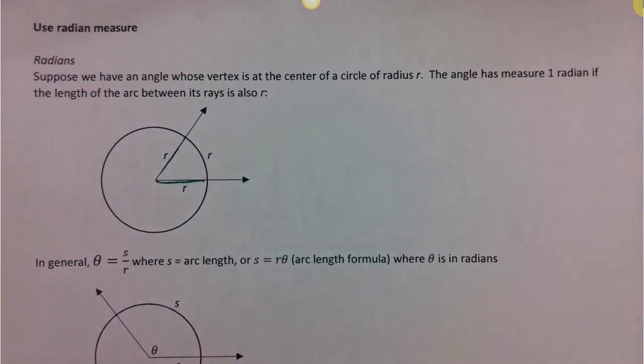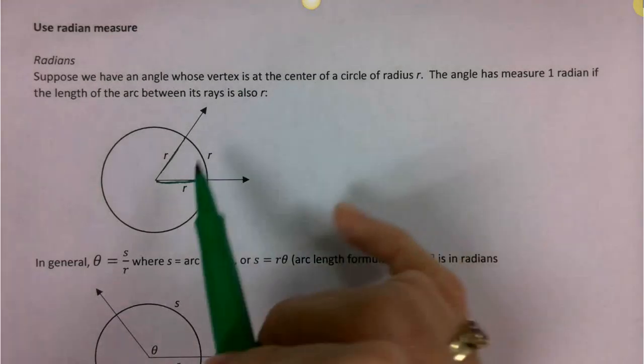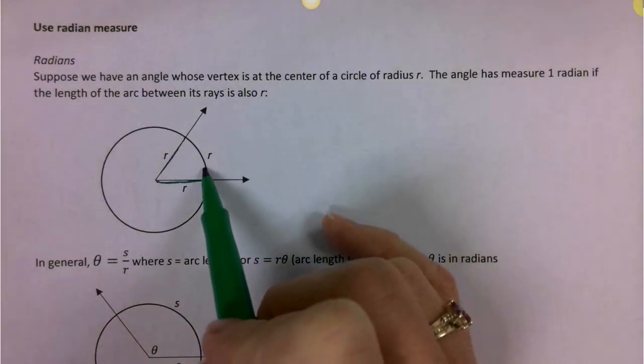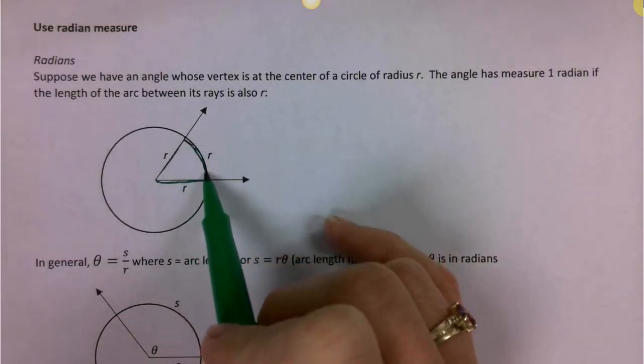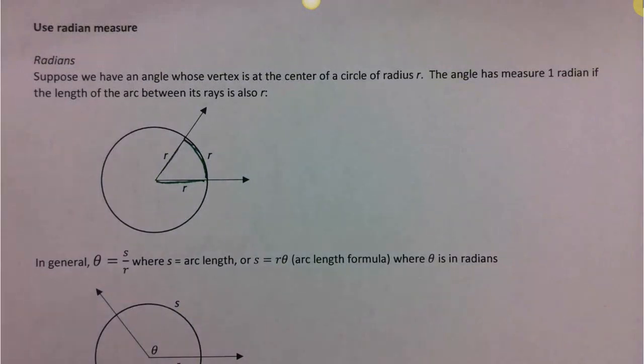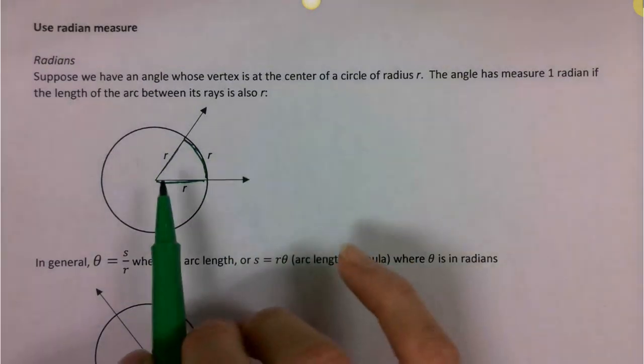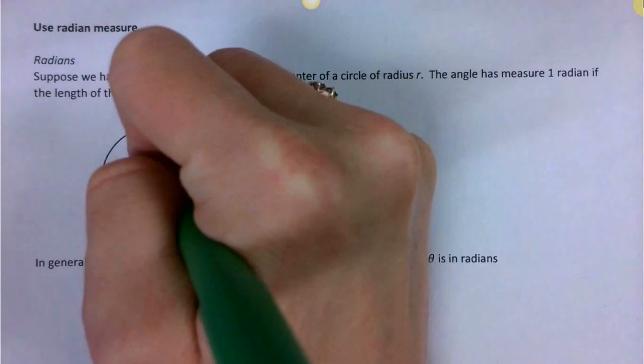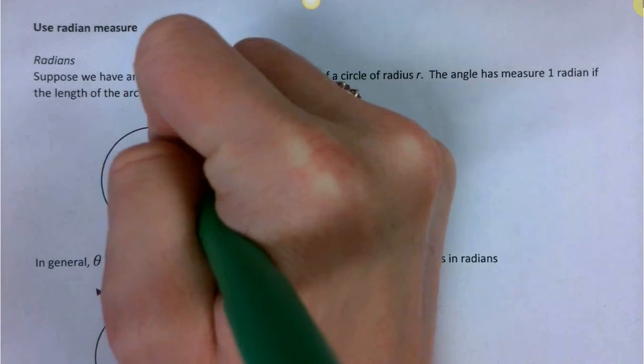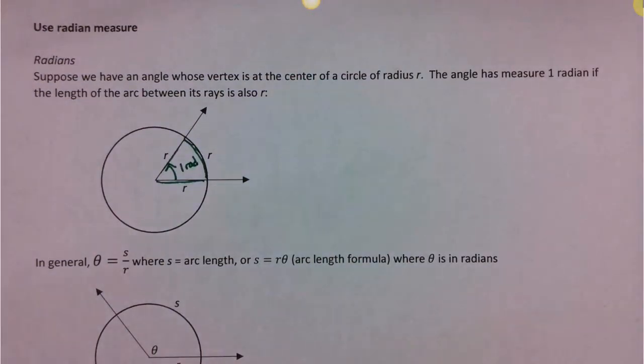Now, if the amount of rotation between those two rays is just enough so that the distance along the outside of the circle, so this distance here, is also r, then we say that the measure of this angle is 1 radian. So that is how a radian is defined.